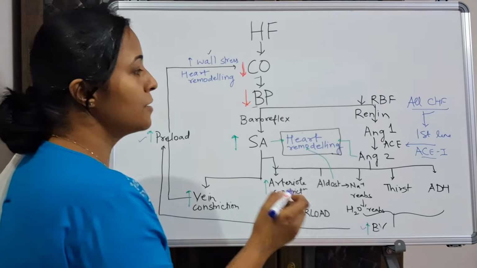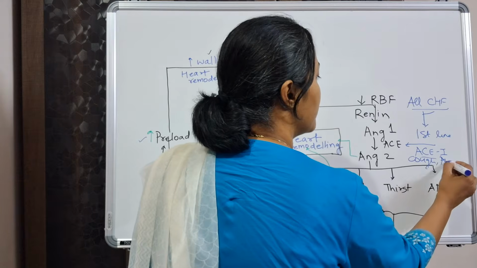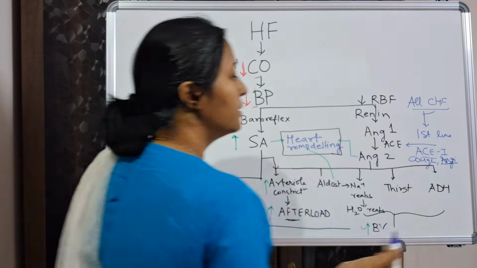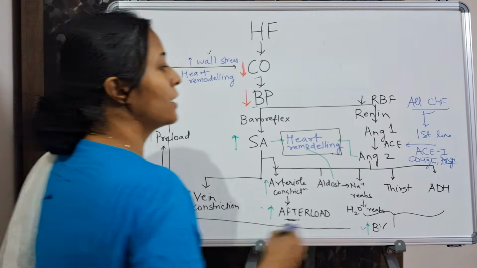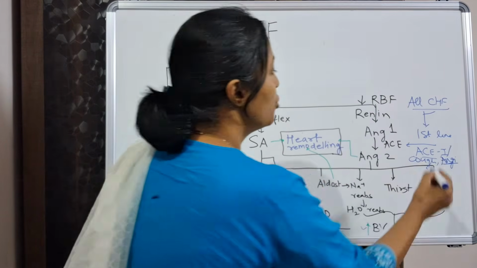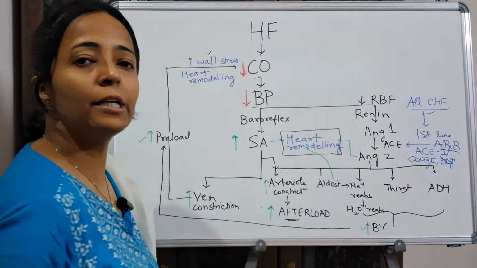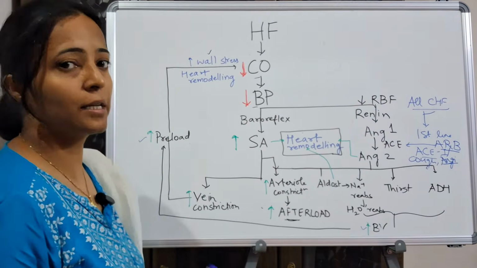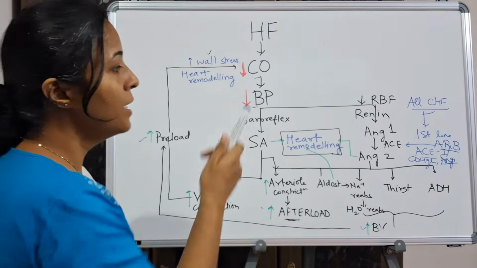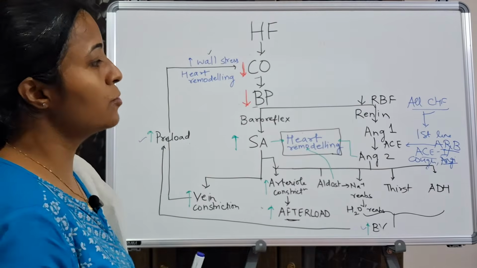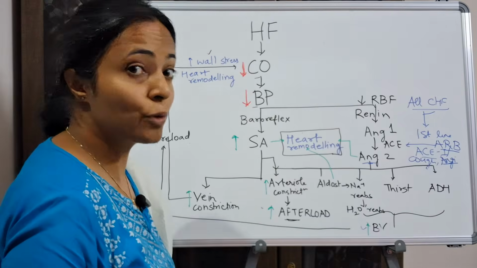For example, suppose side effects of cough and angioedema, because these are the side effects, the ACE inhibitors will be discontinued. So in that case, instead of ACE inhibitors, which drugs can we give? We can give angiotensin receptor blockers. The details about this I have already dealt with in the video on RAS inhibitors, so you can watch that also. So if cough and angioedema is there, then angiotensin receptor blockers can be given so that they prevent the action of angiotensin 2. That is one thing.